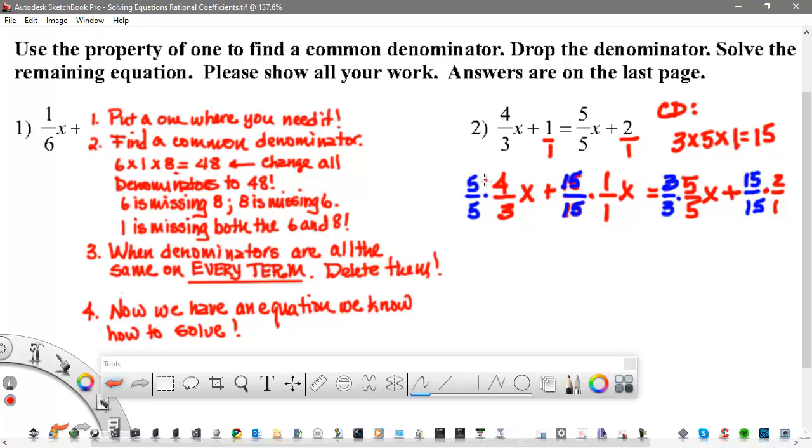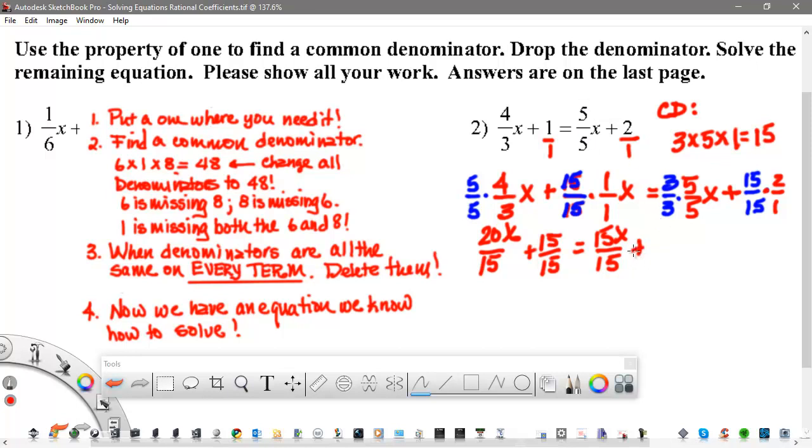Now let's do our multiplication. 5 times 4 is 20x. 5 times 3 is 15. See how that works? I'm going to move this up just a little bit so I don't run out of room. There we go. 5 times 3 is 15. So that's 15 over 15, which is the same as 1. This becomes 15x over 15, which is the same as 5 over 5, correct?